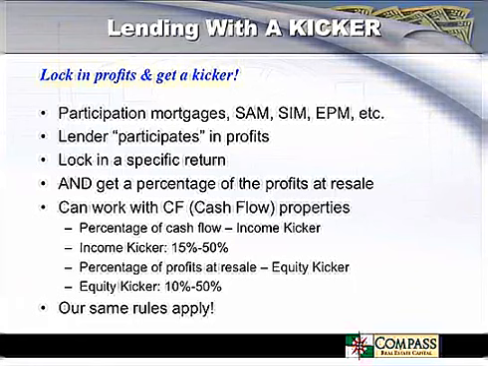Again, what you can do is you can get a percentage of the cash flow. So that's kind of an income kicker. If you're doing a cash flow type play, that income kicker should be somewhere between 15 to 50% of the income. And in terms of the equity kicker, a percentage of the profits at resale, you're probably looking somewhere between 10 and 50%. It really depends on how much fat's in the deal, how much upside there is in the deal.